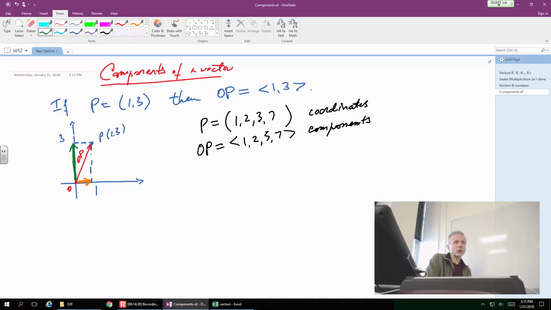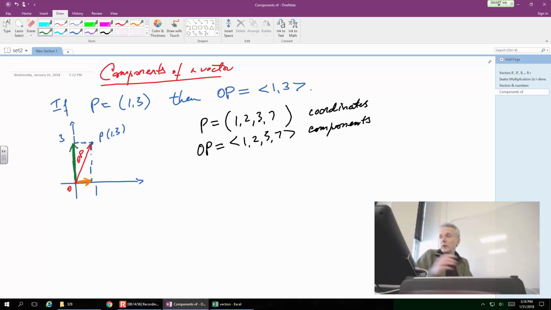Suppose we're talking about motion. There is a horizontal motion and a vertical motion, and they're happening independently. So then we look at how far we went horizontally, it's 1, and how far we went vertically, it's 3. That's the decomposition, and that's why we refer to them as components.